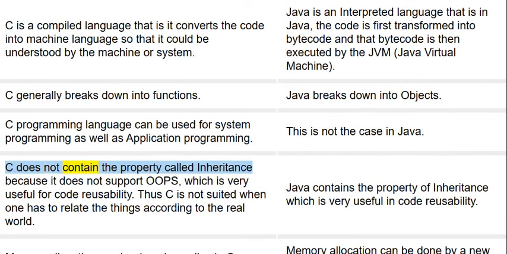C does not contain the property called inheritance because it does not support OOPS, which is very useful for code reusability. Thus, C is not suited when one has to relate the things according to the real world. Java contains the property of inheritance, which is very useful in code reusability.